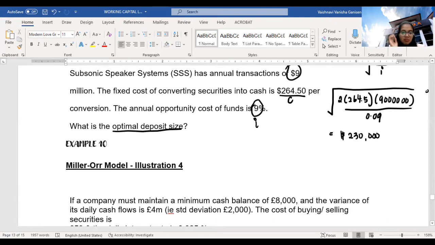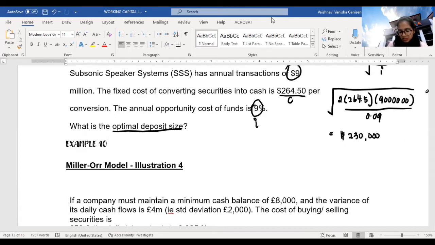So guys, I just want to remind you about what the Baumol model means. The Baumol model is actually calculating the amount of cash that you need to hold at one time, at a single point of time. So here, when you look at this company, that means if in total in 1 year he requires $9 million, when he wants to withdraw or transfer or deposit, each transaction that he makes will amount to 230,000.